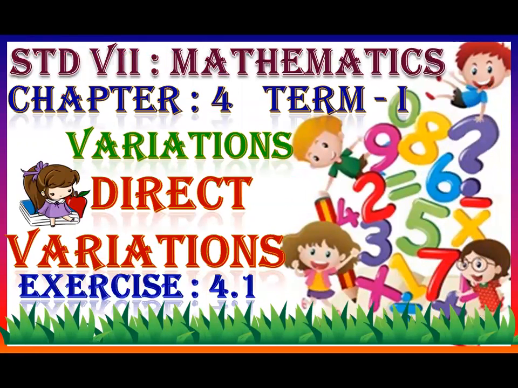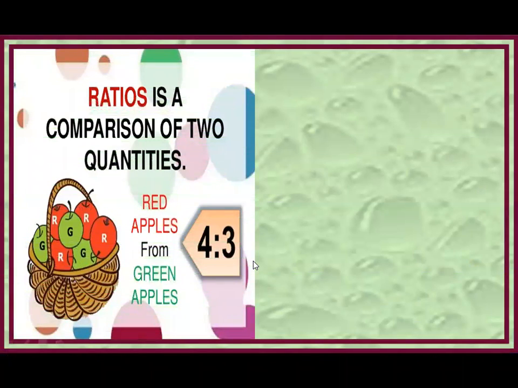Hello students of Standard 7. Today we are going to learn about variations, which is chapter 4 of term 1. So here in variations, exercise 4.1 deals with sums on direct variations and unitary method. Before going into the chapter, let's learn about the variations.